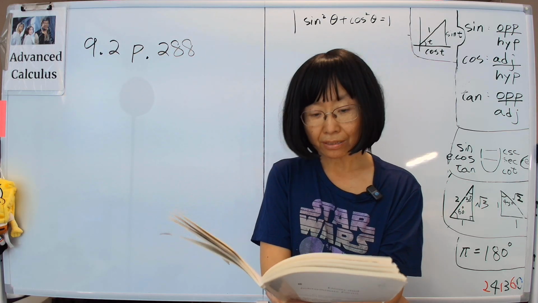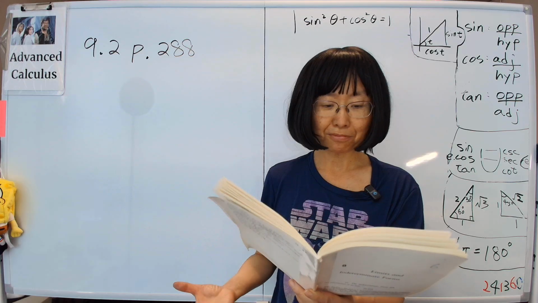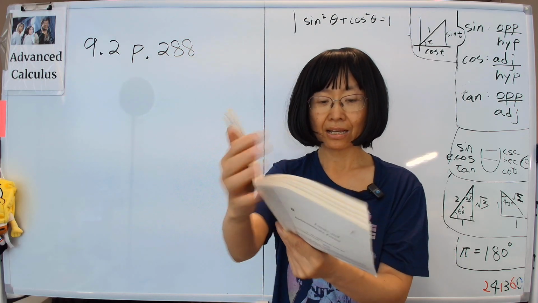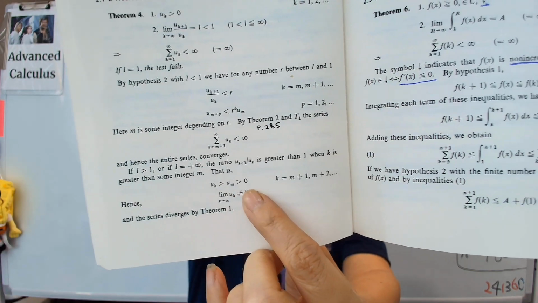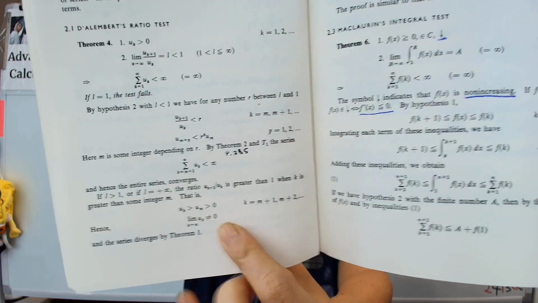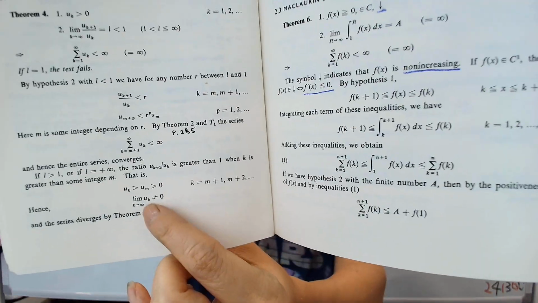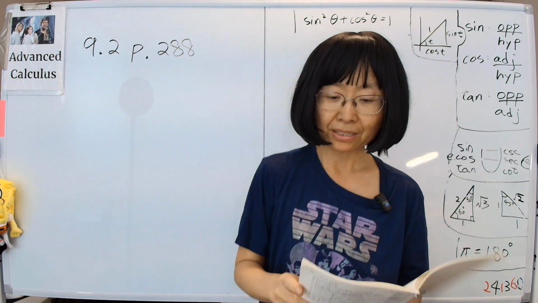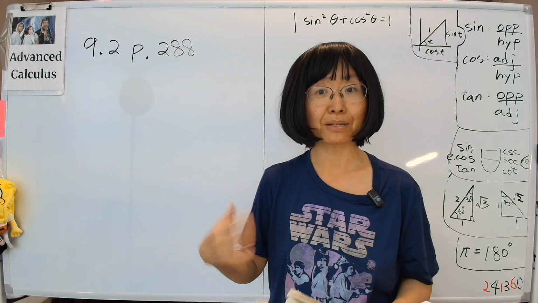Next, if L is bigger than 1, or especially if L is infinity, then the ratio is greater than 1, which means each u_k is bigger than 0, since every single u_k is given as bigger than 0. So the terms don't even go to 0, then it diverges, because the least we can do in an infinite series is the limit of the terms had better go to 0.